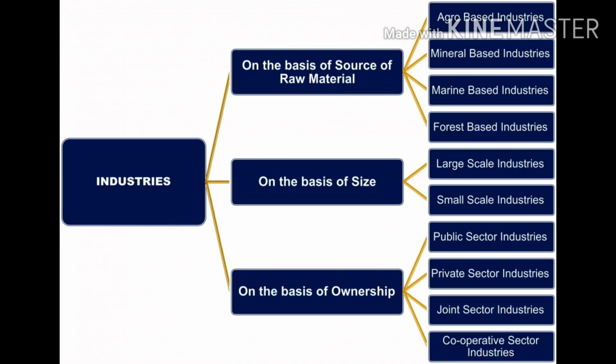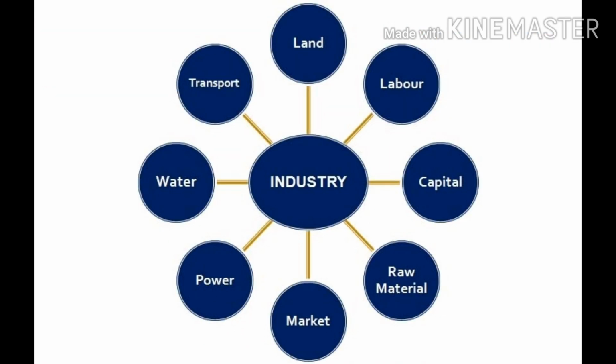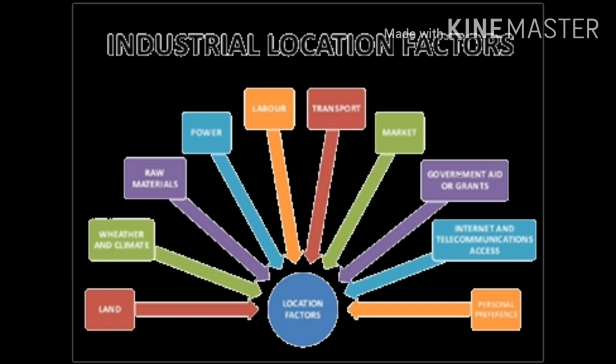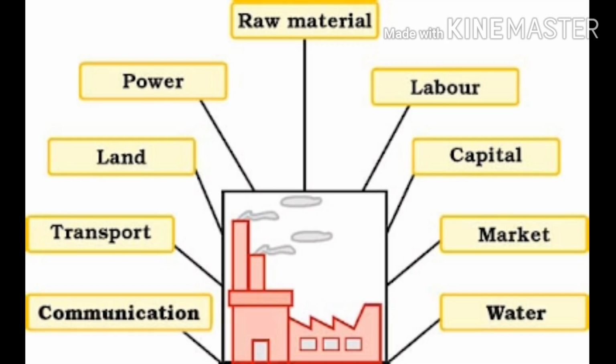So this is the classification of industries on the different bases. Now let's see what are the factors which affect the location of industries. They are availability of raw material, labor, power, transport, capital, market, water supply, climatic conditions, and government policies. These factors affect the industry a lot.